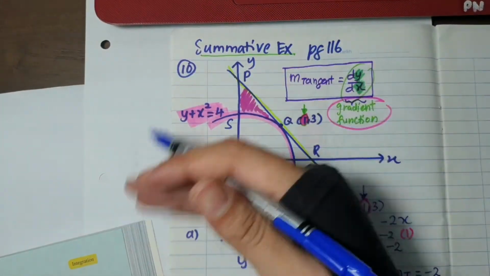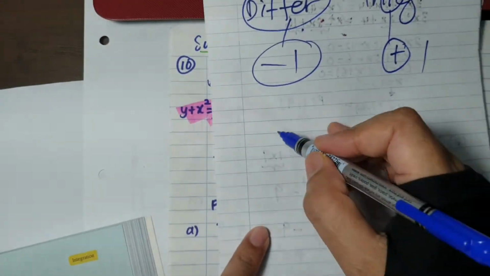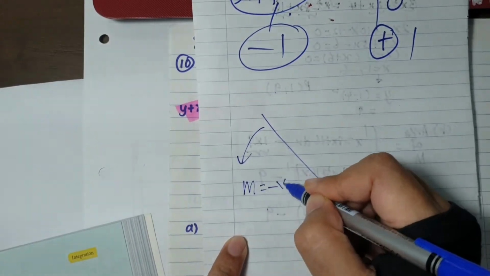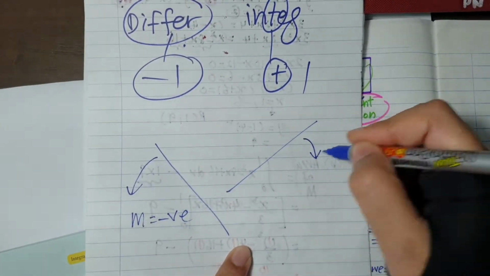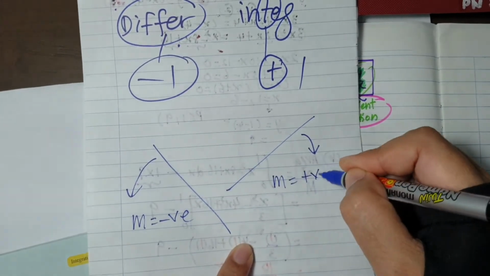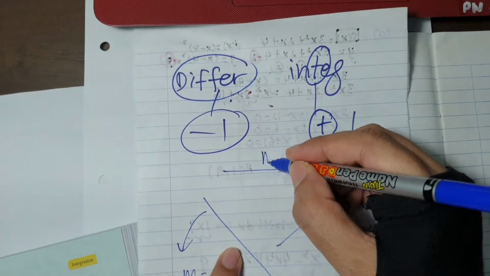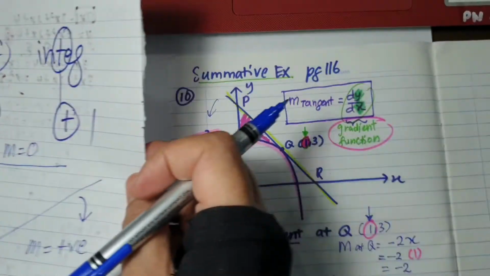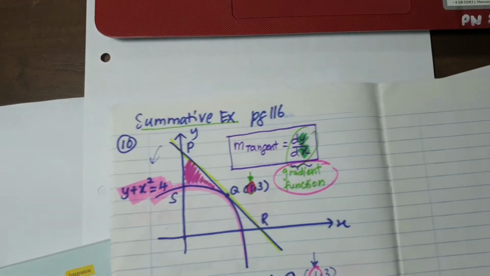Is negative 2 logical? Yes, the slope inclines to the left. We have learned that if a line inclines to the left, the gradient is negative. If a line inclines to the right, the gradient is positive. If a straight line is parallel to the x-axis, the gradient is 0. These basic things you must know.